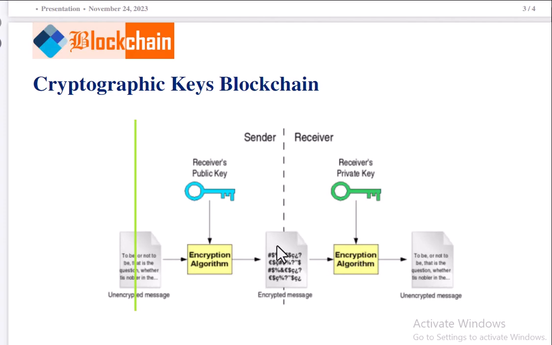So this message can only be decrypted and seen by receiver B, because only receiver B has his private key, and this message can only be decrypted with the private key of receiver B, because the sender has already encrypted it with receiver B's public key. So through this process a secure communication takes place. So this was encryption with the public key.